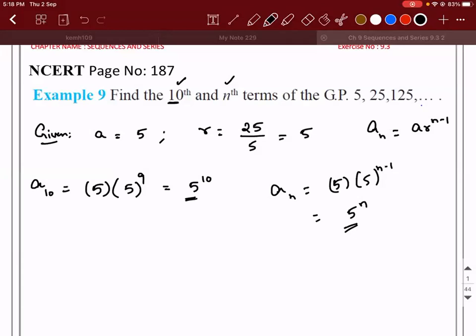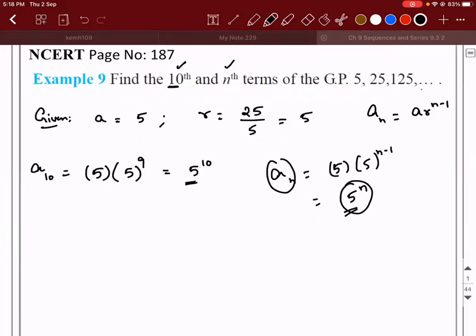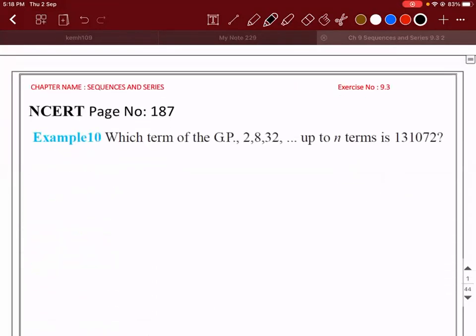Like yesterday, you remember you solved some problems where they will give you AN is equal to 5 power n, find all the terms. Here you're doing the reverse of it. You're finding the general term. There they gave you the general term and asked you to write the sequence. Here they gave you the sequence and are asking you to write the general term. It's a reverse process. Okay, it's a simple one. Let's proceed to the next one.